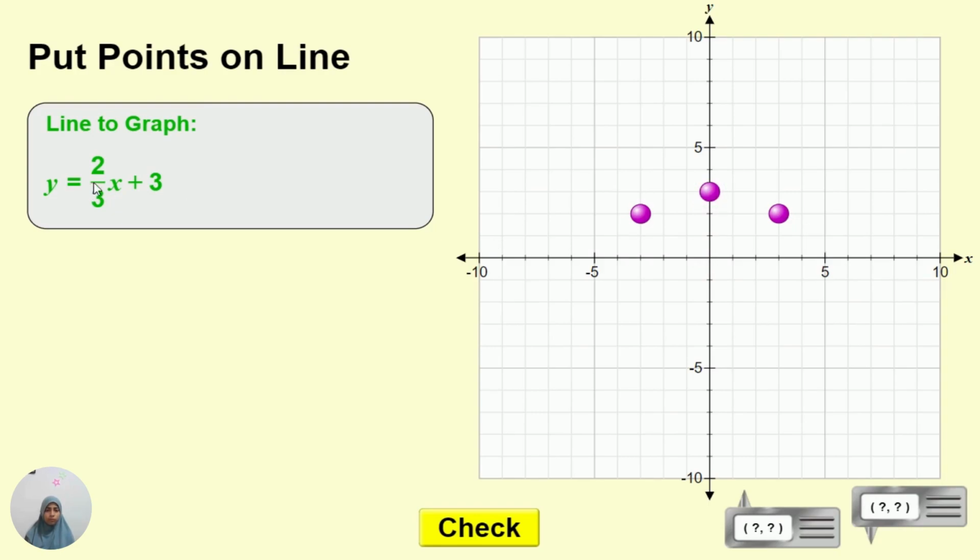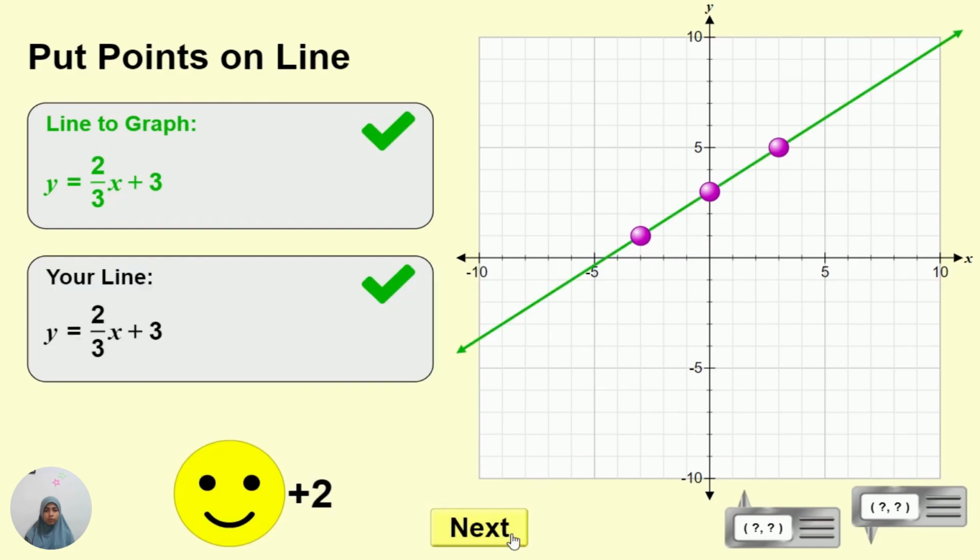And the gradient is 2 over 3, which means from this point I'll rise by 2, 1, 2, and then I'll run by 3, 1, 2, 3. That is where I should place my point. I'll do the same with this point. My rise would be 1, 2, and the run would be right here, 1, 2, 3. So hopefully we get a straight line. Check. Correct.